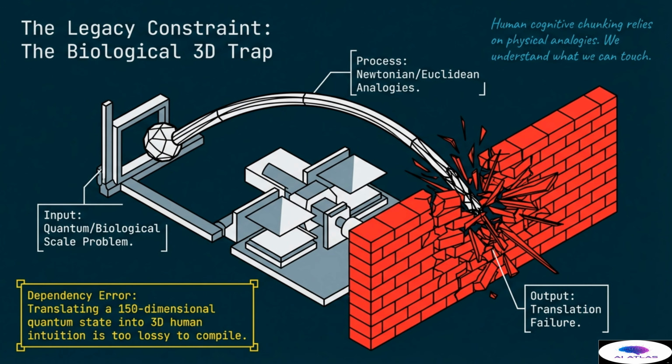This represents the reality that translating a 150-dimensional quantum state into a three-dimensional human intuition is far too lossy to compile. We lose the essential details that make the system work. We cannot simply use our common sense to solve problems at this scale because our common sense was never designed for it. This failure of translation is the primary hurdle in modern scientific advancement. We are trying to use a language of physical blocks to describe a reality of complex multidimensional vibrations and probabilities.